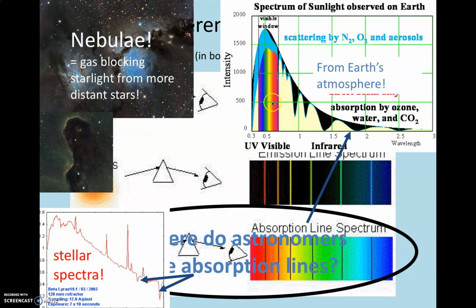And so here I can see, this is our star spectrum, and there are these little spots where here on Earth, we don't get those specific wavelengths because they're absorbed by ozone and water and CO2 in our atmosphere.